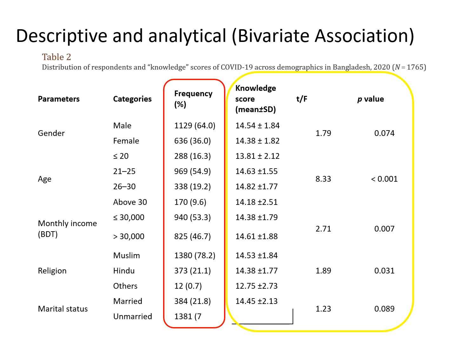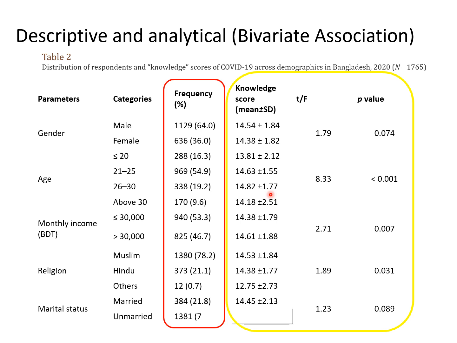This is another illustration from the study on knowledge, attitude and practice of COVID-19 among physicians in Bangladesh. This table again combines descriptive and analytical information. It shows the distribution of the participant characteristics and also compares the mean knowledge scores across groups. So for example, the table suggests that younger adults might have lower knowledge scores compared to older adults. So we have 13.8 for less than 20 and then 14.63, 14.82.